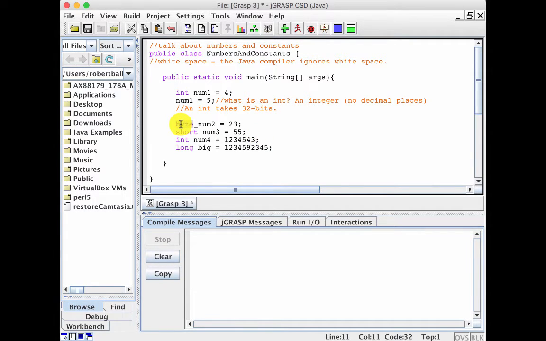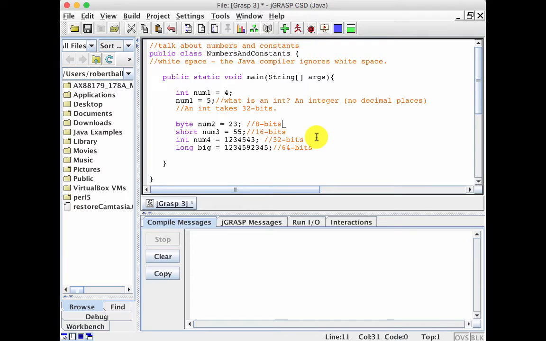A byte takes up 8 bits. So it's really not very big. And then a short takes up 16 bits. And then an integer takes up, as we know, 32 bits. And then a long takes up 64 bits.